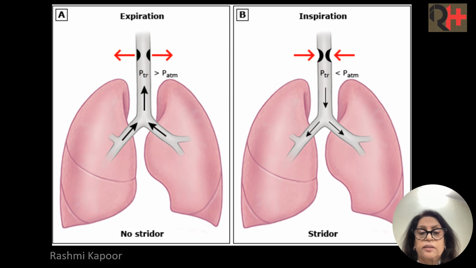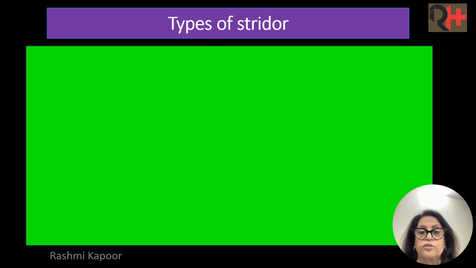Now, if there is an obstruction in the extrathoracic trachea, during expiration we know the intratracheal pressure is more than the atmospheric pressure, so air can pass out smoothly, and despite the obstruction we will not hear a sound. But during inspiration, we know that the tracheal pressure is less than the atmospheric pressure, so when the air passes from outside to inside, the narrowed airway gets further narrowed and a stridor is produced.